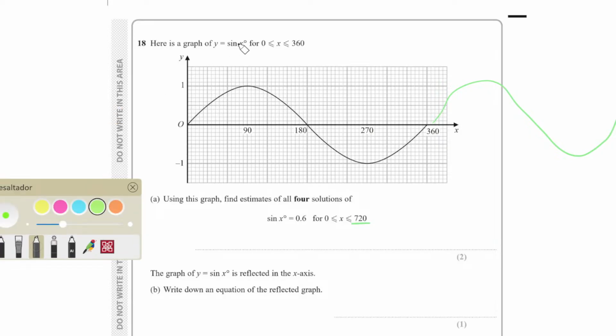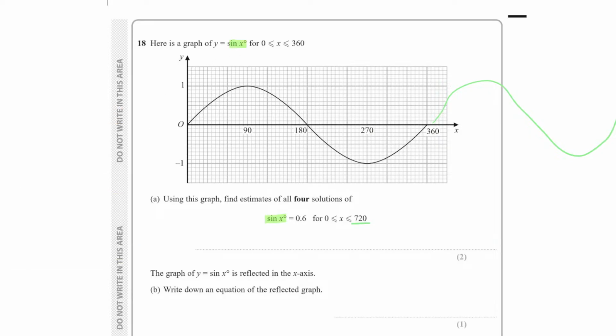Get my highlighter. The sin x and the sin x are the same. The only thing that has changed is what used to be y is now 0.6. So what that's telling me is I just need to find 0.6 on my graph. So it's positive, so that'd be here. And then obviously it's y, so just draw a straight line across. Do you see how that's what they mean by 4 solutions?